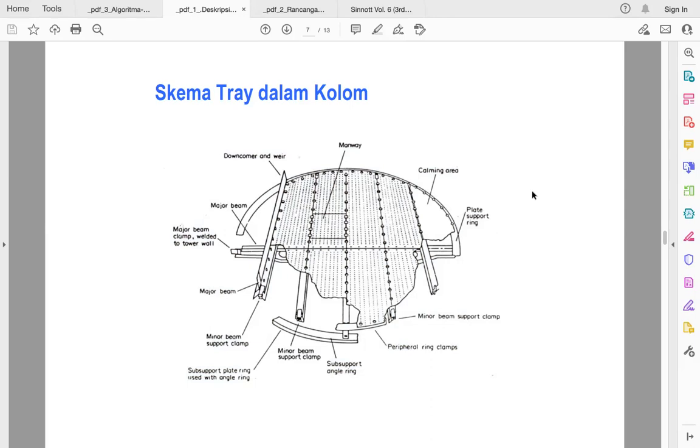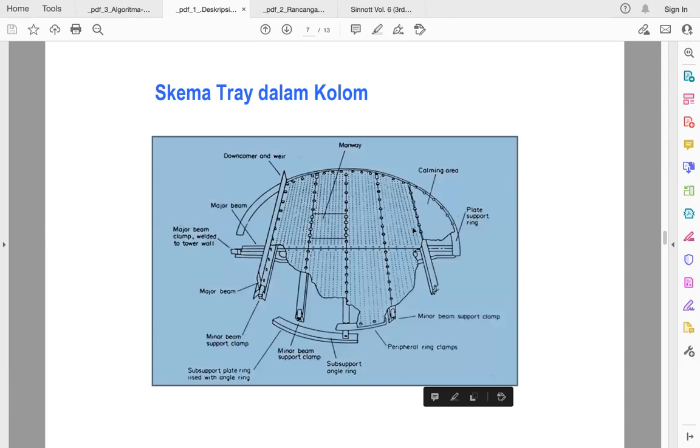So if you have a plant visit, you will see that in Pertamina, for example, or in a chemical plant, if you have a lot of towers with a high tower, it may actually be a distillation column or absorption column.